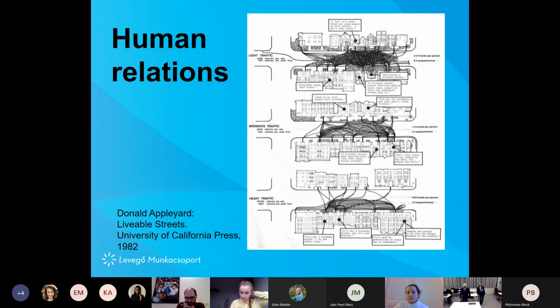And on the top, you can see that where there is light traffic, not many cars, trucks, they have a lot more friends and a lot more acquaintances, and are much happier. And especially in the last months during this pandemic, there have been a lot of articles on how loneliness affects the health of people, the mental health and then the physical health. So it is very important that people have good human relations.